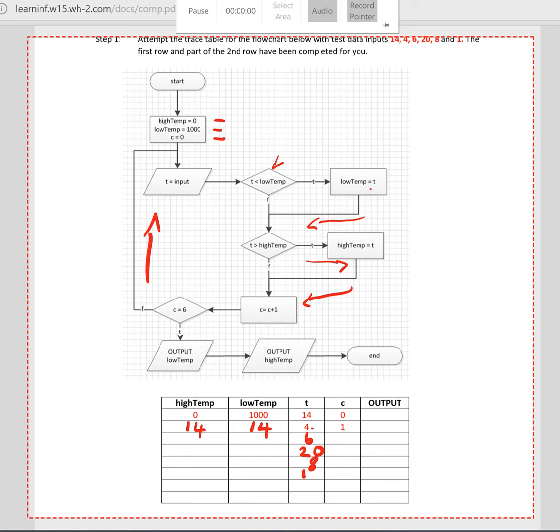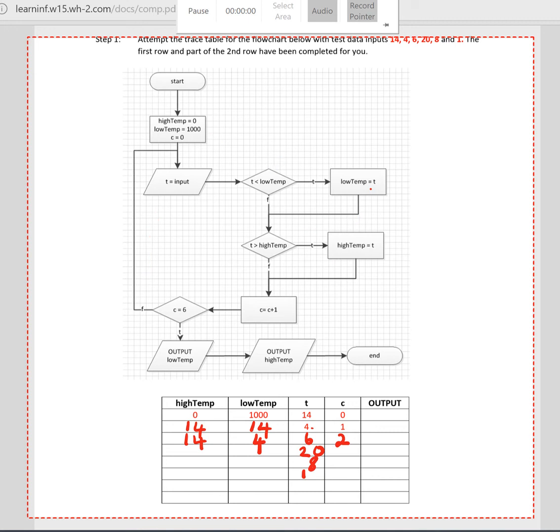T 4 comes in. Is it less than low temperature? Yes, it's 4. Obviously, it's not greater than the highest temperature, which is still 14. My counter moves up to 2 as I wend my way around. I'm just going to take those arrows out, clean up the diagram a bit.